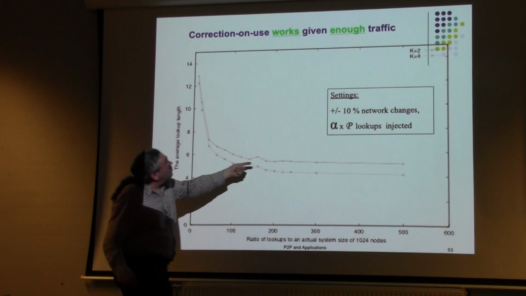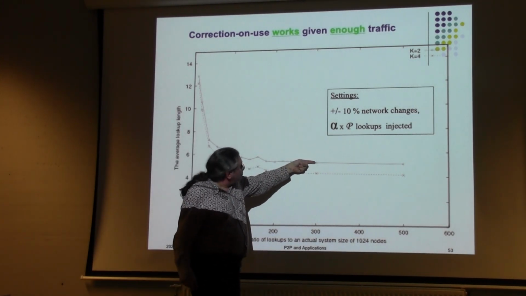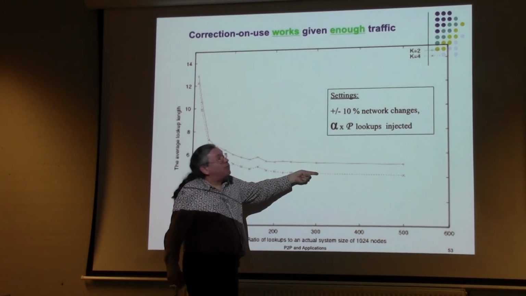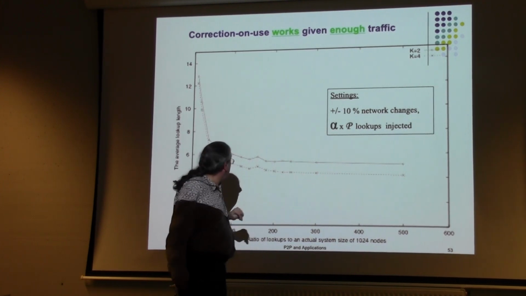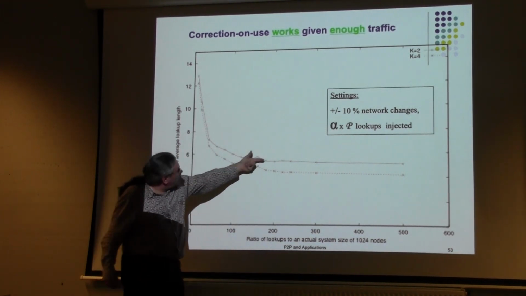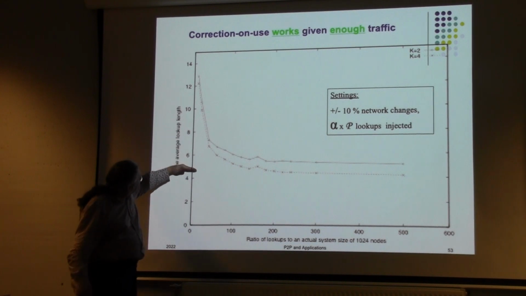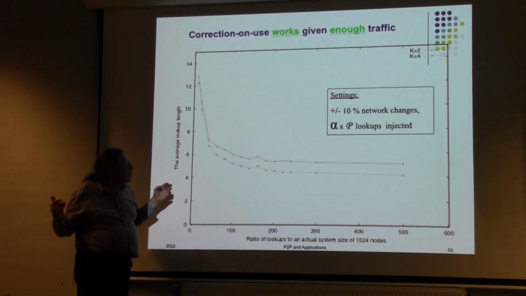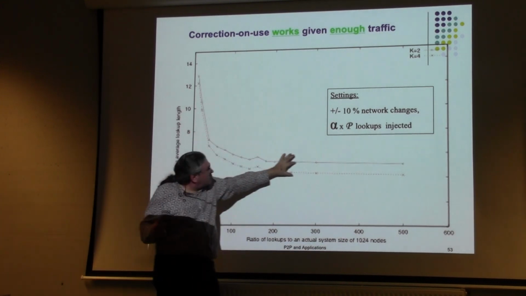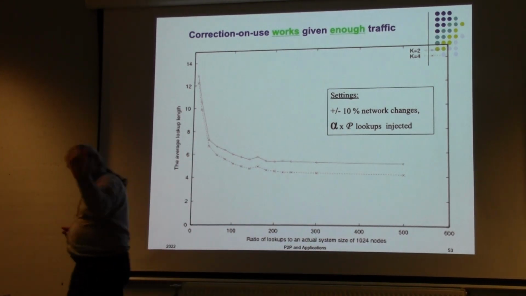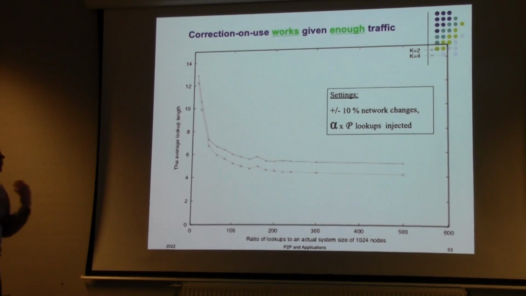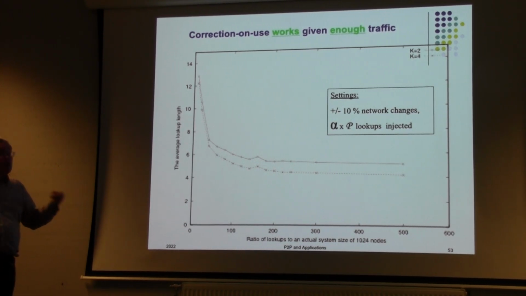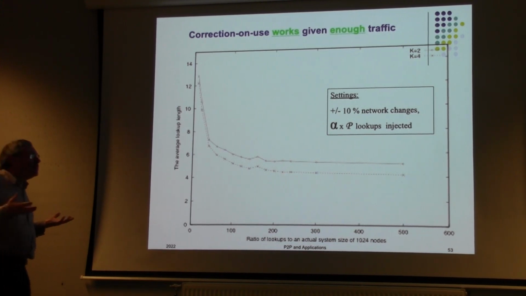So the two lines are for k equal to 2, which is Chord, and k equal to 4, which is the example I just showed you. So you see the k equal 4 case has fewer hops, which is normal, since k is bigger. But both of them are converging to correct. That means as long as there's not too many errors, the system will completely correct the routing tables. By normal lookups, it will correct it.